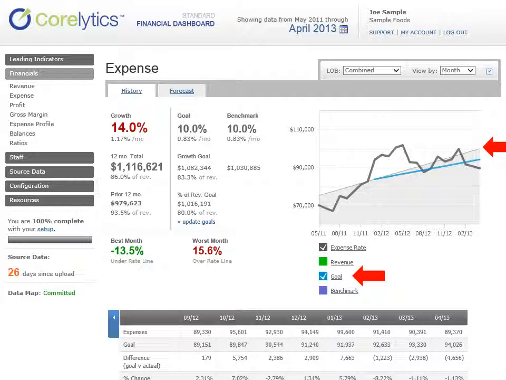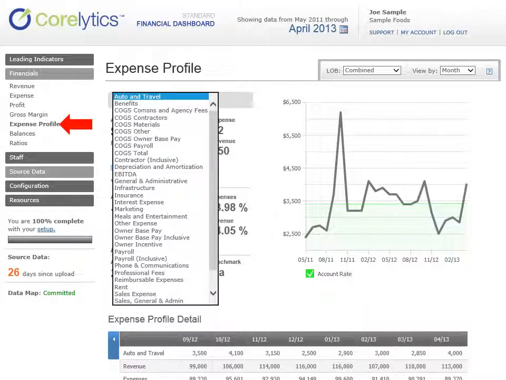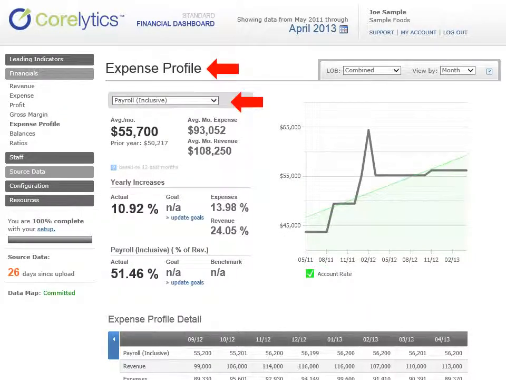When we dig in, here we see that expenses are growing at 14%, which is above our goal of 10. And of course, in the case of expenses, we don't want to be above the goal. We want to be below it. So now let's take a look at what might be causing our expenses to be high. In fact, let's go take a look at payroll because that might be where the problem is occurring.